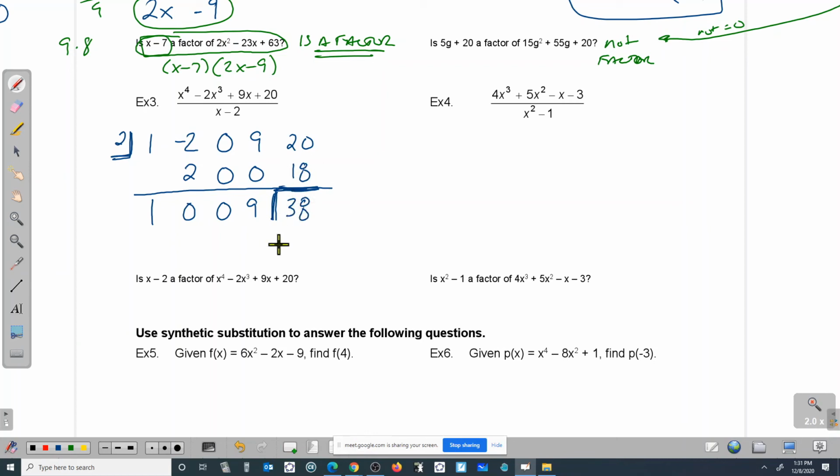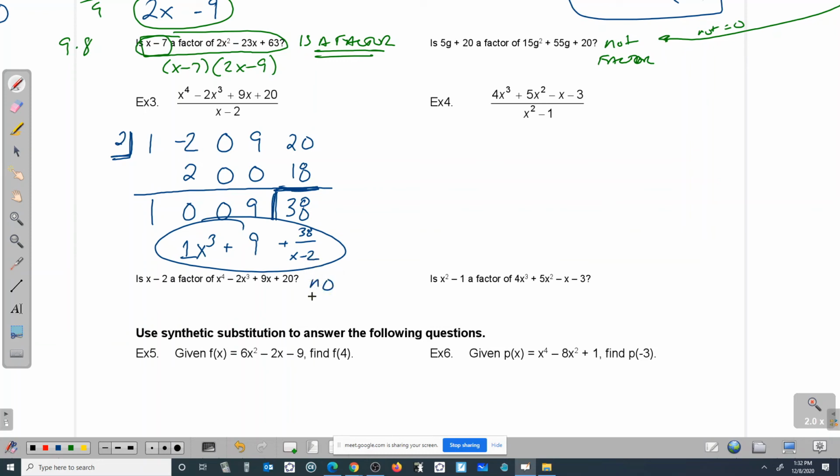Some people are better off writing from right to left. Like this is the remainder, so immediately put 38 over x minus 2. And then realize that's got to be the constant. This is linear x. This is quadratic x squared, which makes this 3rd degree. And then very simply, is this a factor? And the answer is no.